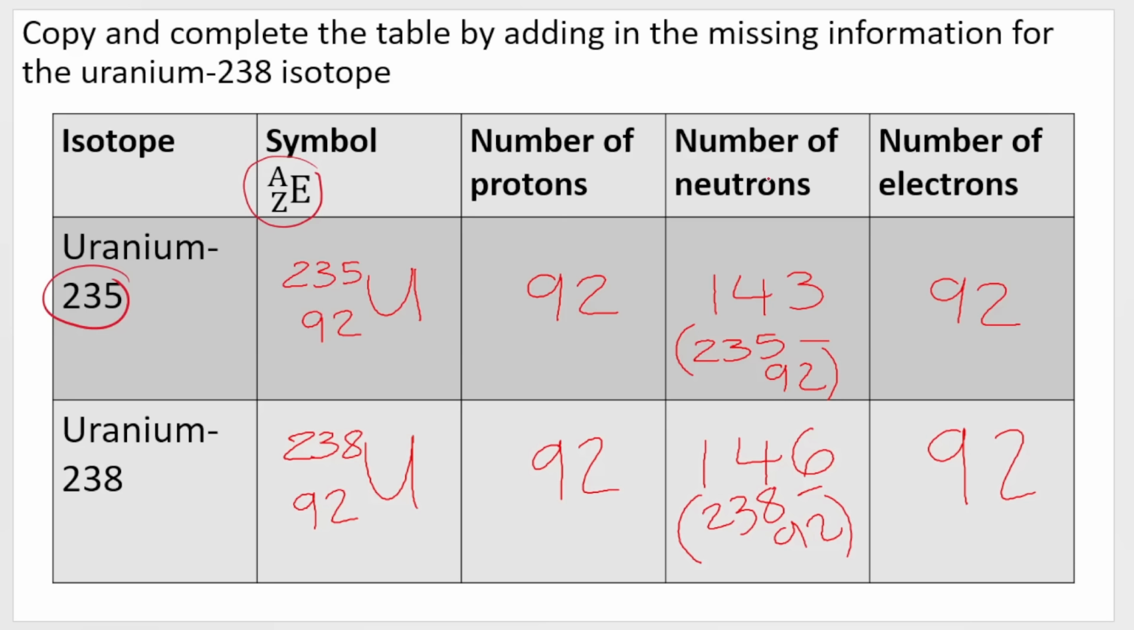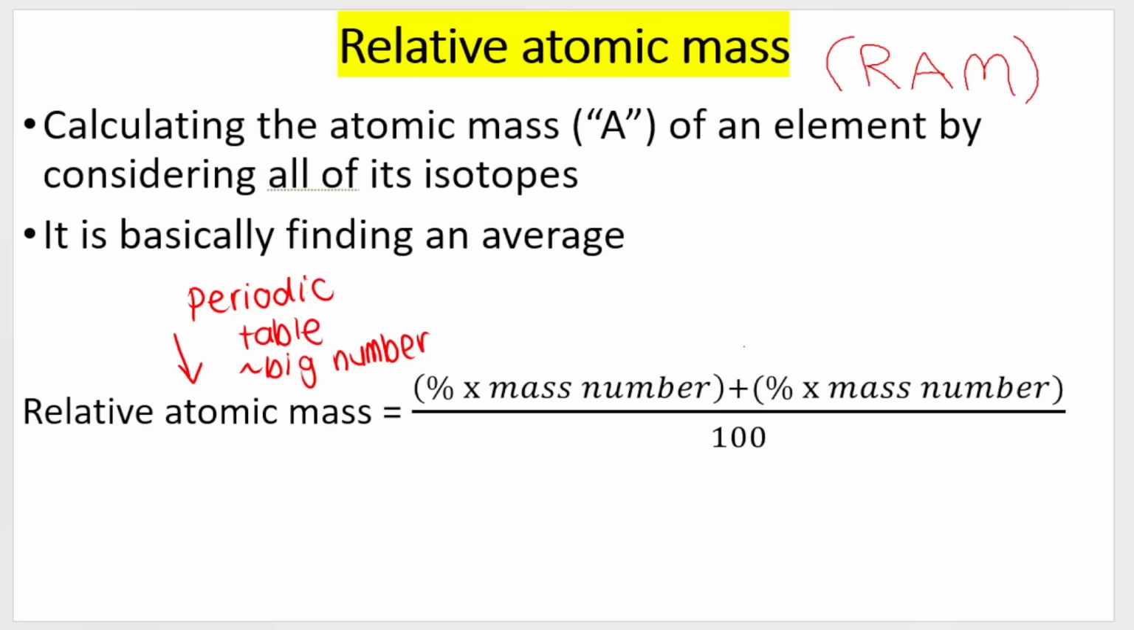Number of protons and electrons are the same. That's a small number. And number of neutrons is big minus small. Same thing with this one, but now it obviously has a different mass number. So therefore, the number of neutrons differ. Okay, cool. Now, what is up with this?